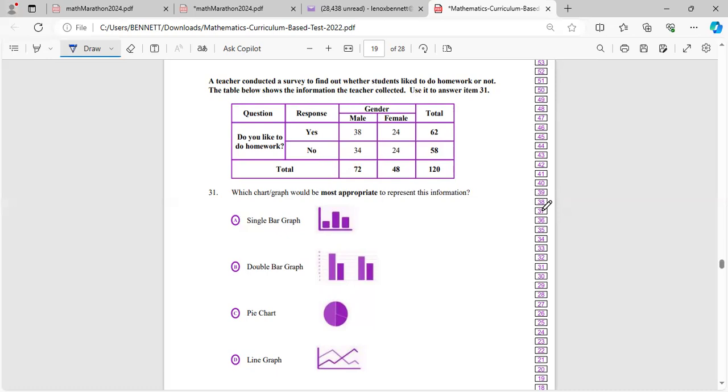Okay, sir. The first part at the top, when it says the teacher conducted a survey to find out if the students wanted to do homework or not. Look, when it says a teacher conducted a survey to find out whether students like to do homework or not, sir, trust me, we do not. Teachers now have to conduct no survey. I'm sure students don't like to do homework. One day we're going to do that in class.